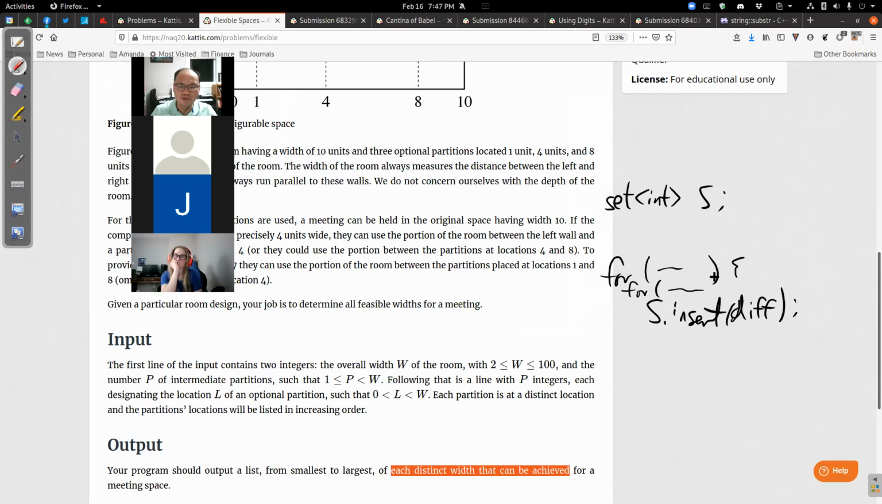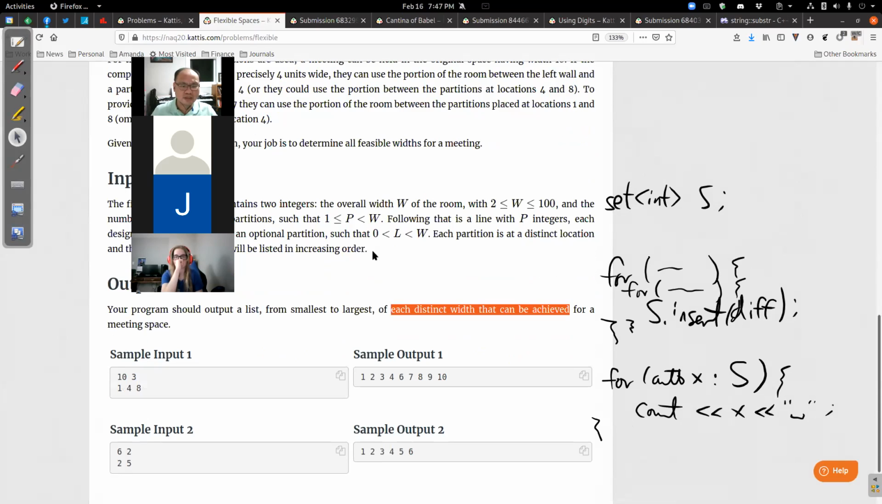I have this loop that inserts all the differences. I think it was a double for loop. And then to print everything at the end, you can just say for auto, like this, cout with a space, and then print out a new line at the end. Sets already keep things sorted and get rid of duplicates. That's the important thing about sets.